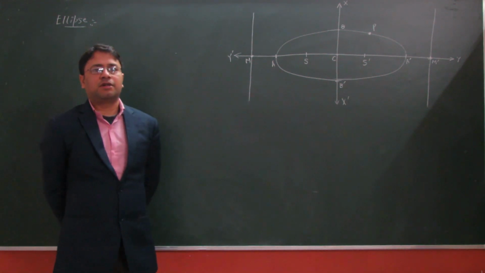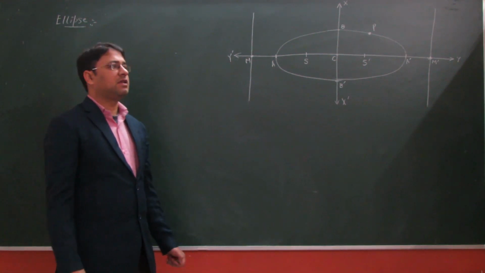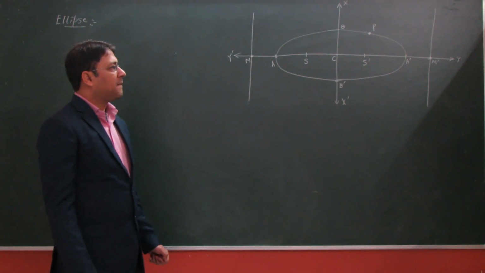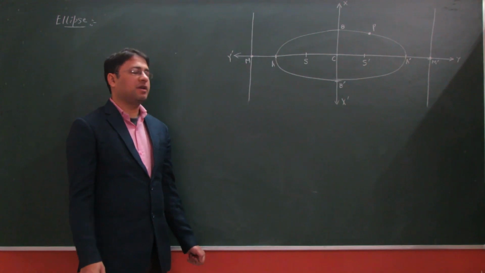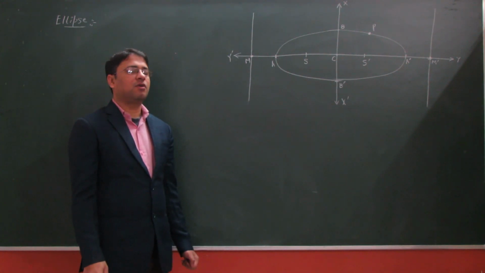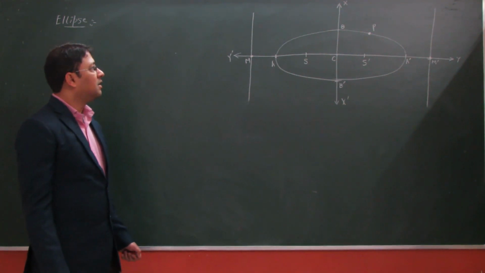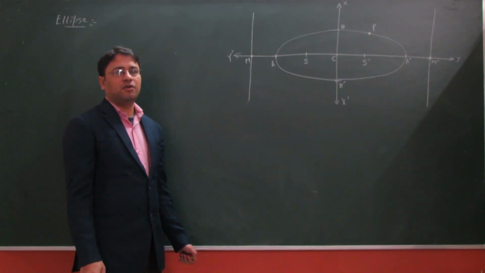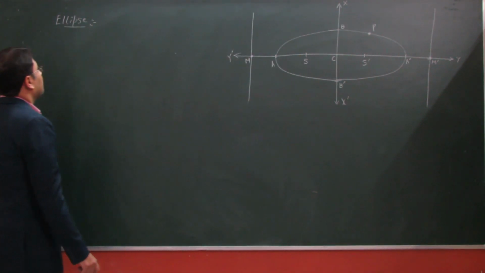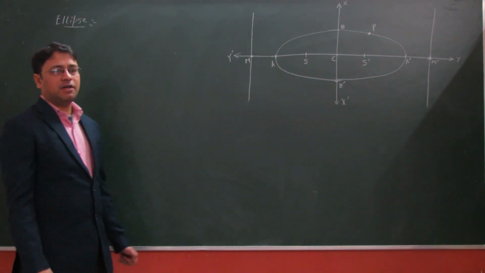Okay, students, there are so many questions about why the standard form equation of an ellipse is x square upon a square plus y square upon b square equal to 1. So here I am going to solve, or derive, that equation for you. First of all, we should know what an ellipse is.